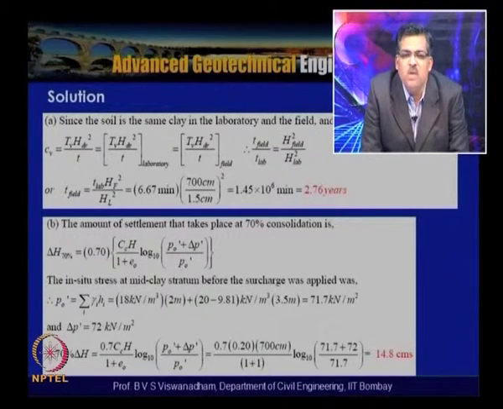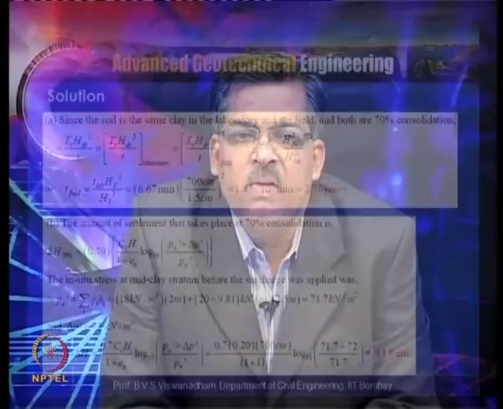So, with that, what we have got is that at 70% degree of consolidation, what is the settlement of the particular levee at the mid stratum depth. So, at mid stratum depth the settlement has been computed, and this works out to be around 14.8 centimeters.